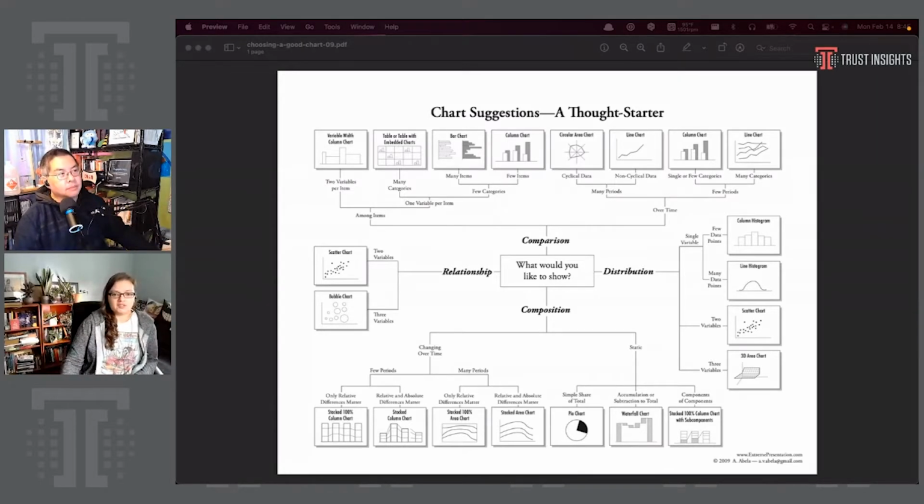A lot of times, you have here the question in the middle, what would you like to show? The thing that doesn't happen before that is: what's the point? What's the purpose? What's the question you're trying to answer? And so, apologies, but you can't get away from doing that kind of planning. You still have to know what question you're trying to answer.